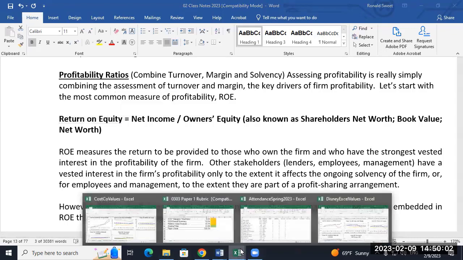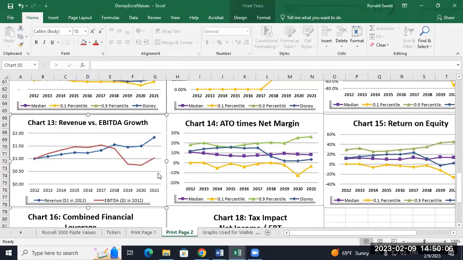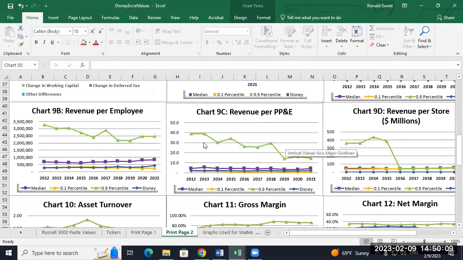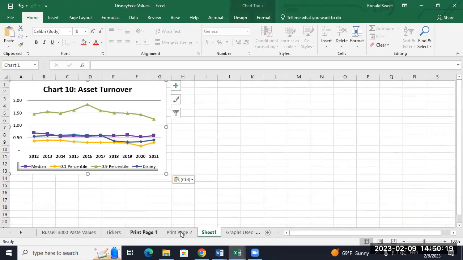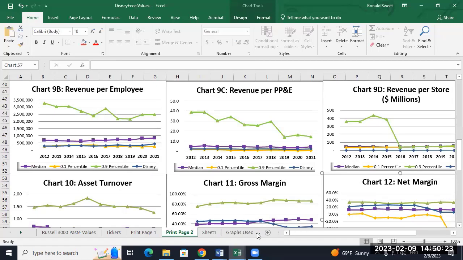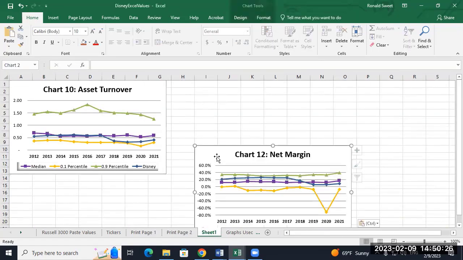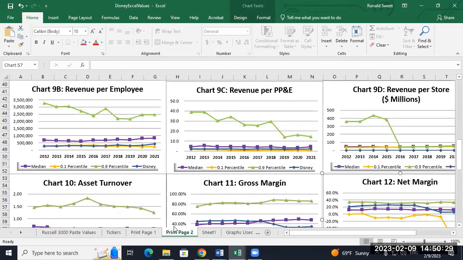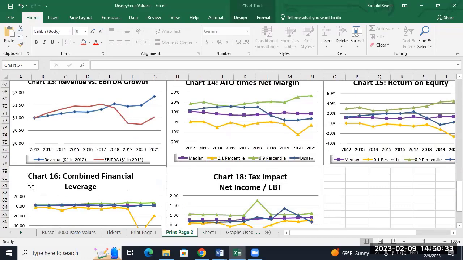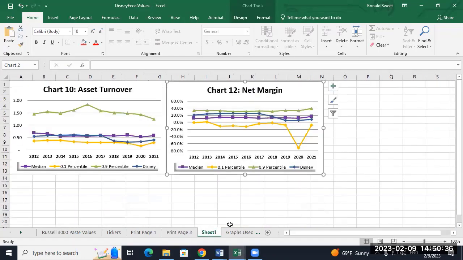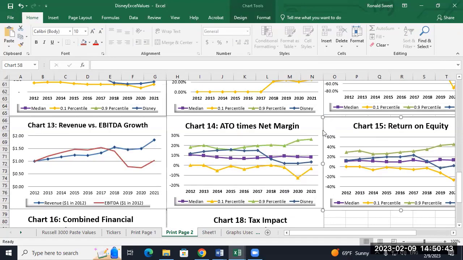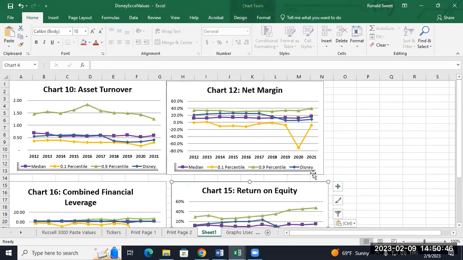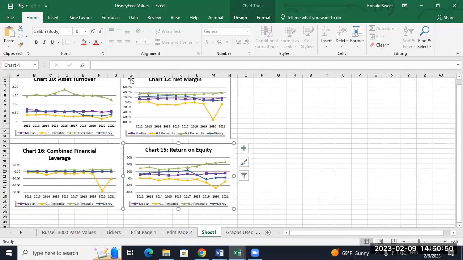The easiest way to do this is to bring together those charts. I've got Disney, so why not use Disney? What are the charts we're really interested in here? Chart 10, chart 12, chart 16, chart 15. For this part of the paper, you might want to actually put those four charts together, and you'll see why here.